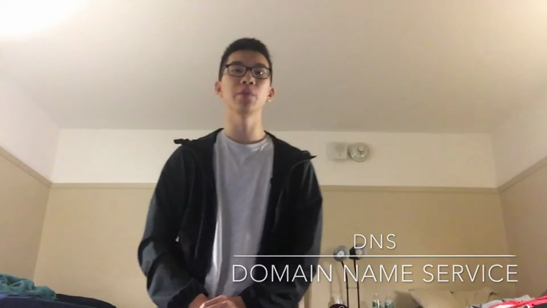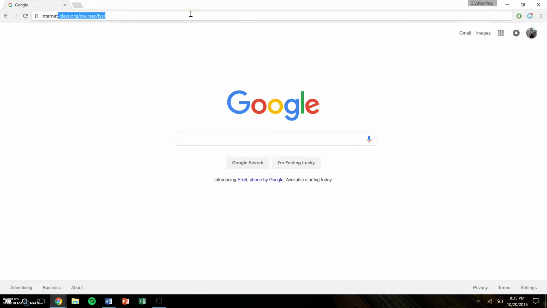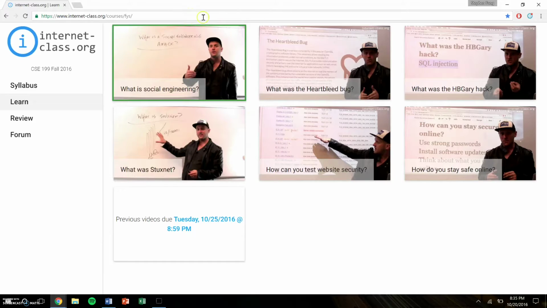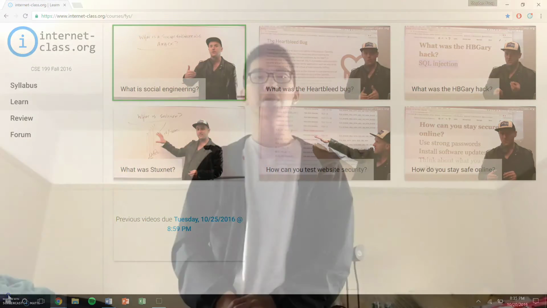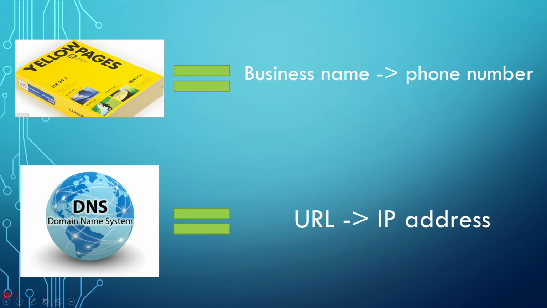DNS, also known as Domain Name Service, is responsible for translating human-readable names into machine-readable names. Even though most of us get to our favorite websites by typing in the URL like internetclass.org, our browsers actually require the IP address you are trying to access. To do this, your browser sends a request to the DNS, which is similar to Yellow Pages, but instead of matching businesses to phone numbers, it matches a site's URL to the correct IP address.